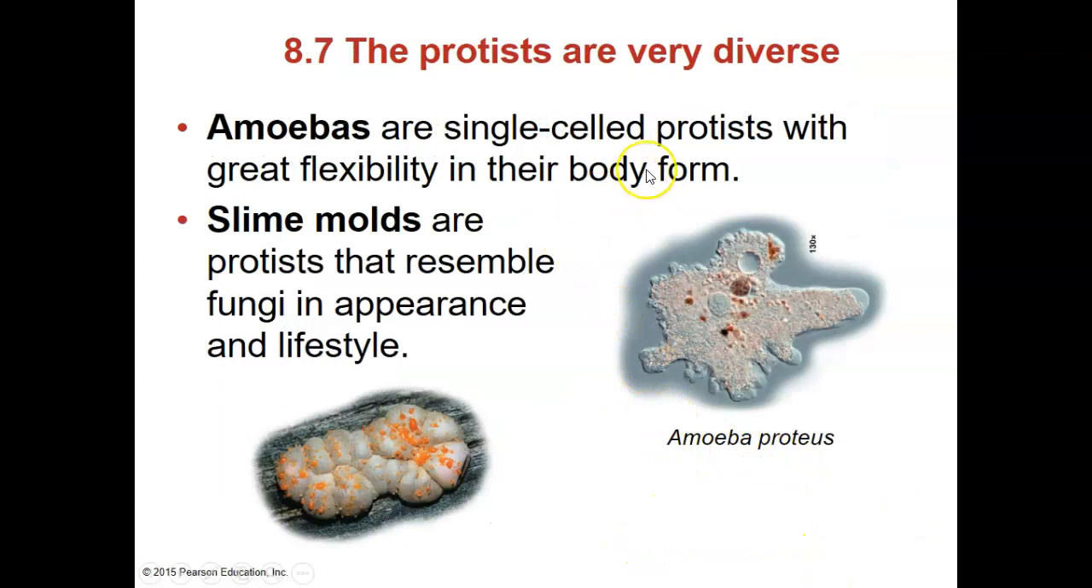Amoebas are single-celled protists. They can change their body shapes and are very flexible in their body forms. They can be found in fresh water, in rivers, lakes, and ponds, and some are disease-causing protists. Slime molds are protists that resemble fungi in appearance and lifestyle, but they do not belong to the kingdom of fungi. They look ugly, but they're not harmful or disease-causing.